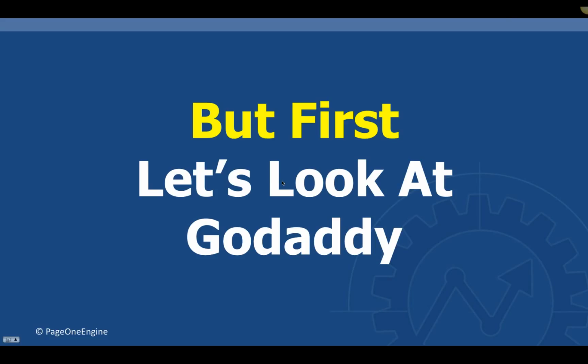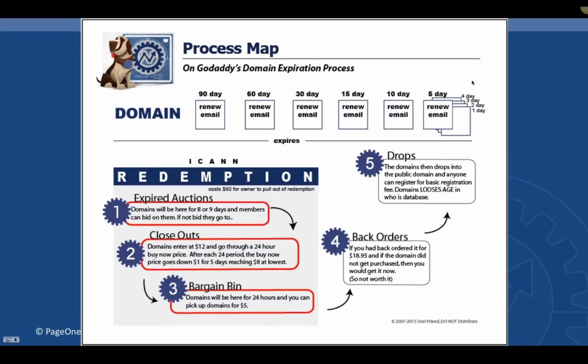Okay, so we talked about that and the broker and the different places where you can get domains. Let's look at the GoDaddy process. GoDaddy has an interesting process, and this is a process map that you can download from the handout area. When somebody registers a domain and it goes up for expiration, GoDaddy is going to do their best to get a hold of you to renew that domain. I mean, they want you to renew that domain.